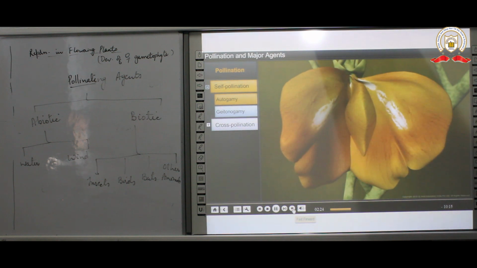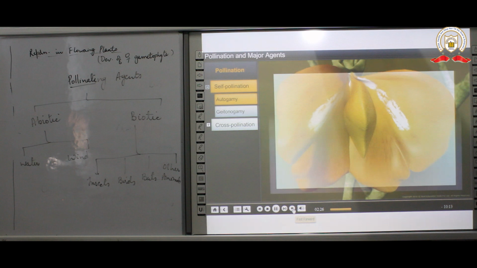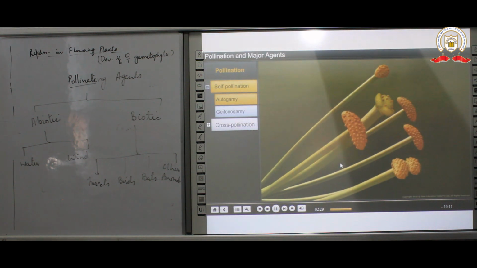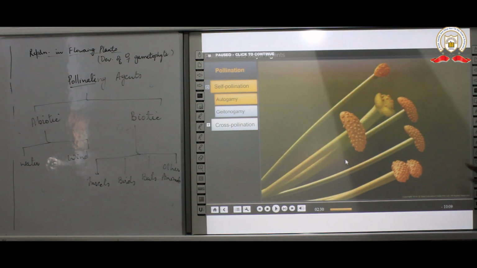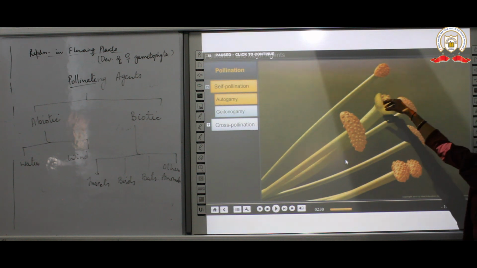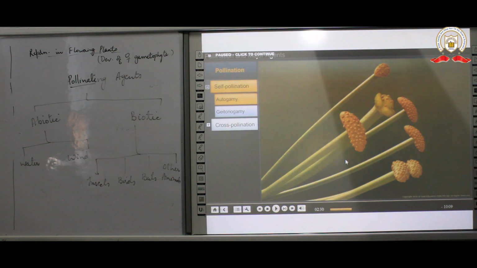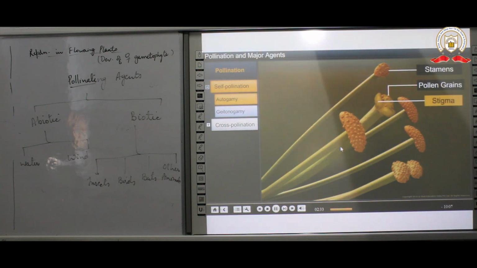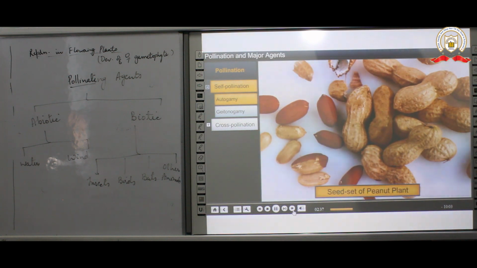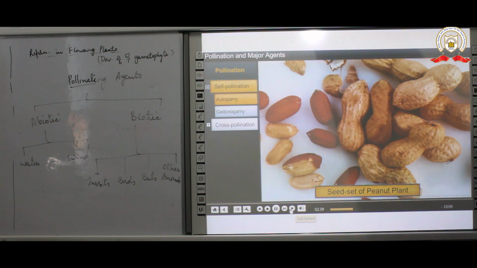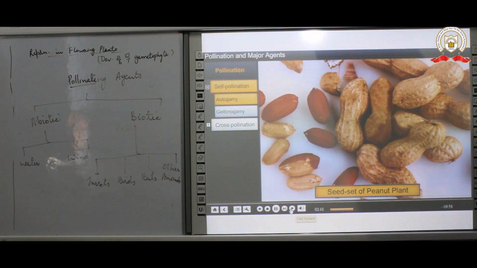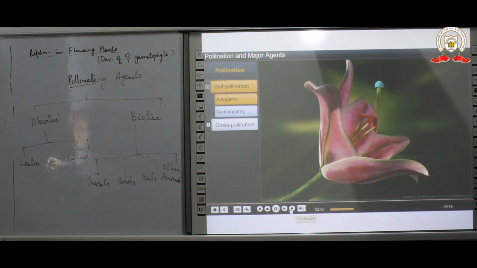The anthers and stigma of these flowers lie very close to each other. When anthers dehydrate, the pollen grains get deposited on the stigma, so they ensure that the pollen is always falling on the stigma and always leads to the process of pollination, fertilization and formation of seeds, even in the absence of pollinators. Like in the case of groundnut.